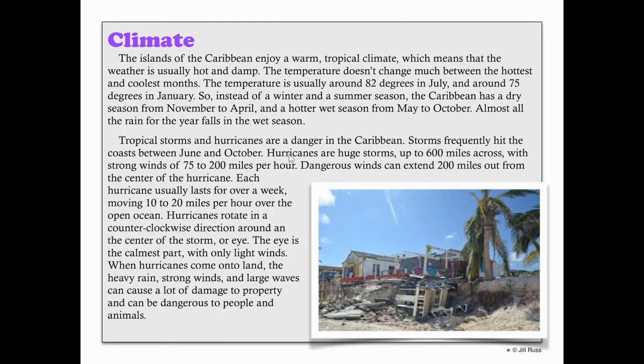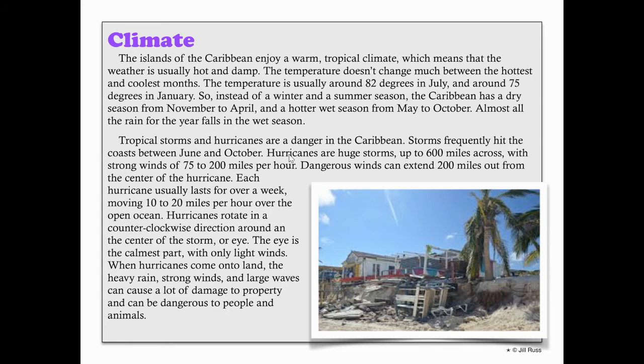The islands of the Caribbean enjoy a warm, tropical climate, which means that the weather is usually hot and damp. There's an answer to a question. Hot and damp, warm tropical climate. The temperature doesn't change much between the hottest and the coolest months. The temperature is usually around 82 degrees in July and around 75 degrees in January, so not much of a difference.